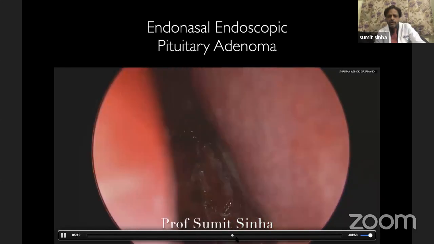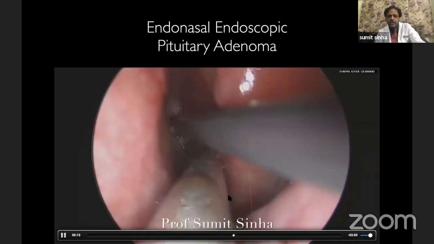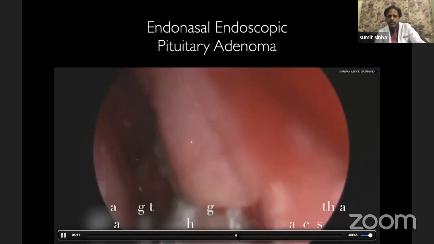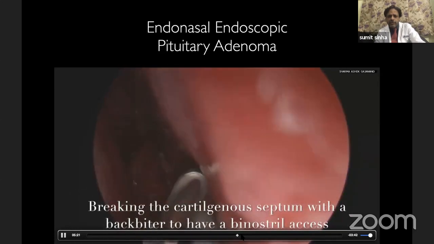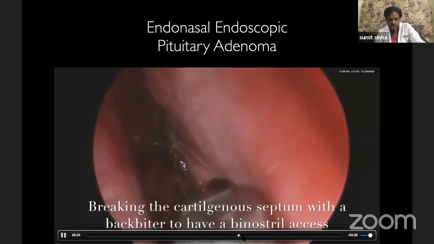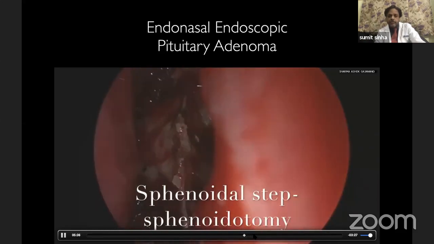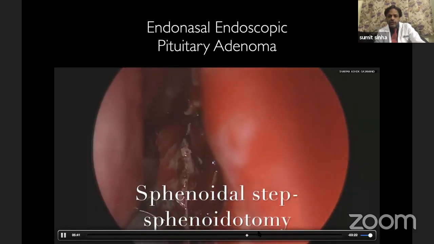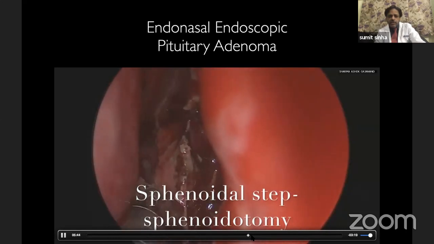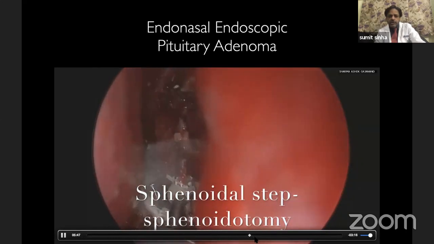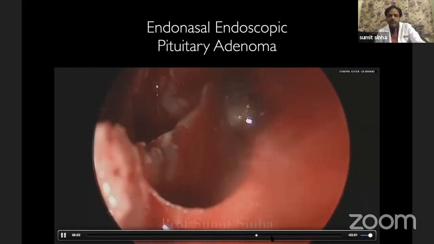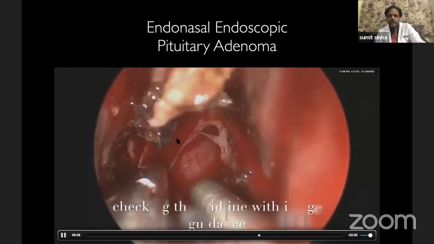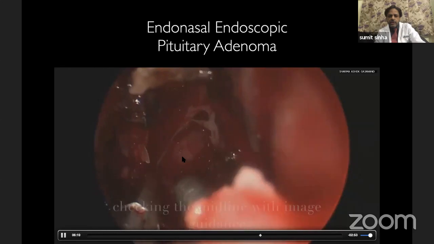Then this mucosa you can burn it, and then you can remove this mucosa from the nasal septum by means of a debrider or the backbite forceps, so that you truly become binostril from here. This concludes the nasal step. So the nasal step is concluded, and then you start the sphenoidal step, which is the sphenoidotomy. And you can use your drill in order to complete this step. And then once you are inside the sphenoid, you are removing the sphenoid mucosa, so that there may not be any sphenoid mucocele later on.